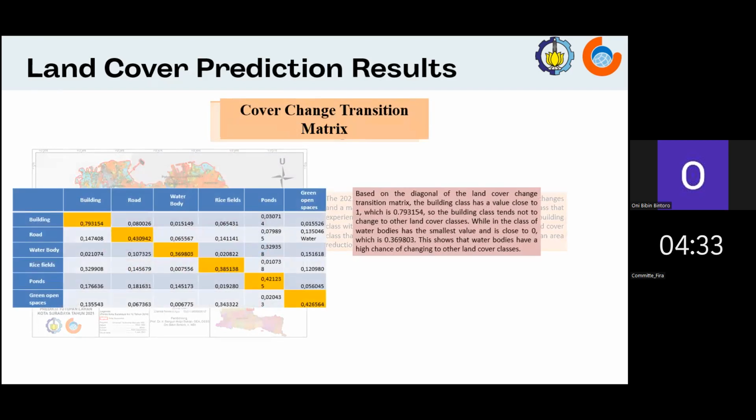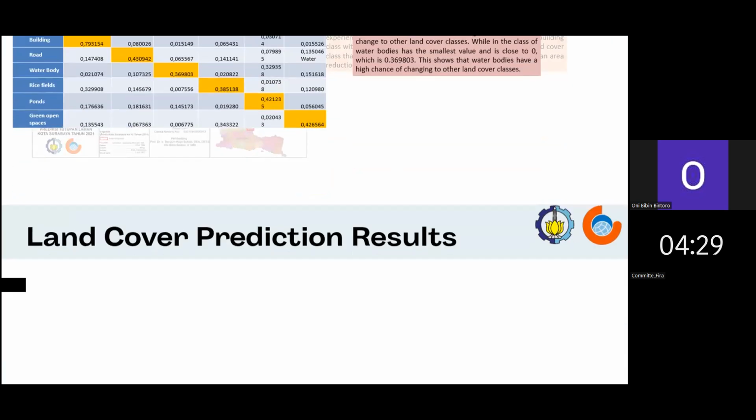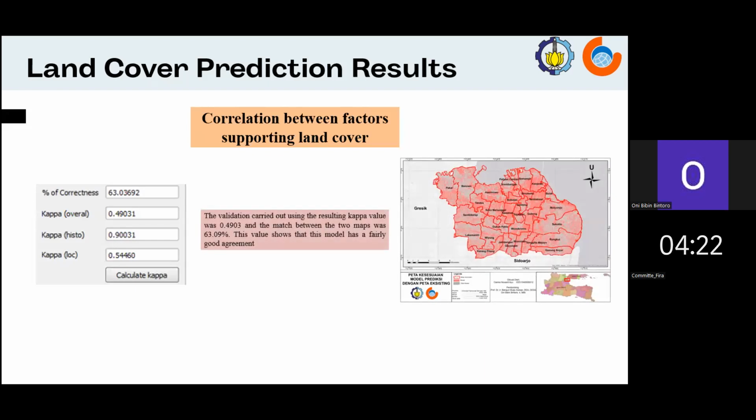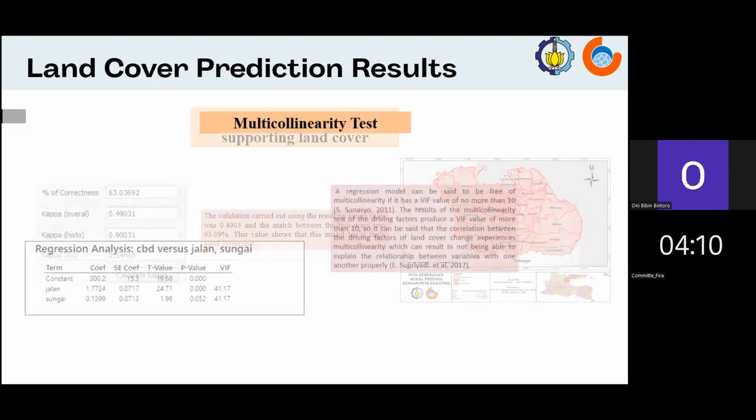Cover change based on the diagonal has a value. This shows that water bodies have a high chance of changing to other land cover classes. Correlation between supporting land cover. We calculate the kappa. The validation carried out using the resulting kappa value was 0.4, and the match between the two maps was 63%. This value shows that this model has a fairly good agreement.